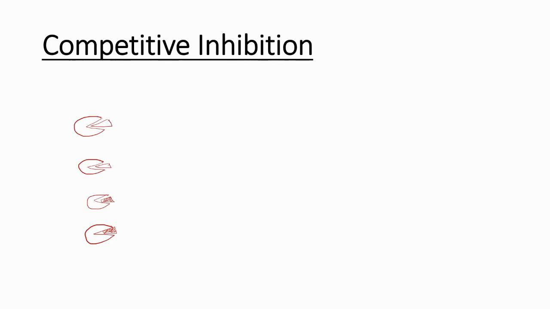Now imagine that I increase my substrate concentration. Because this interaction between inhibitor and active site is reversible, the inhibitor can dissociate, it can fall off the active site. It gives more chance for the substrate to bind. So if I increase the substrate concentration, it will displace or kick out the inhibitor and it will bind instead.